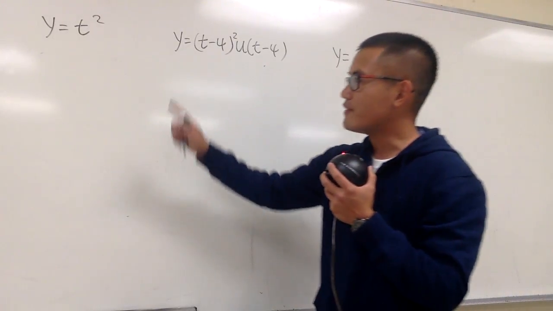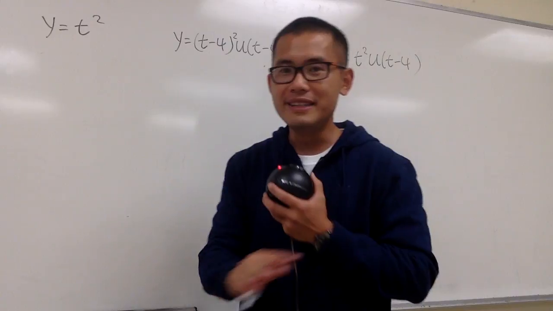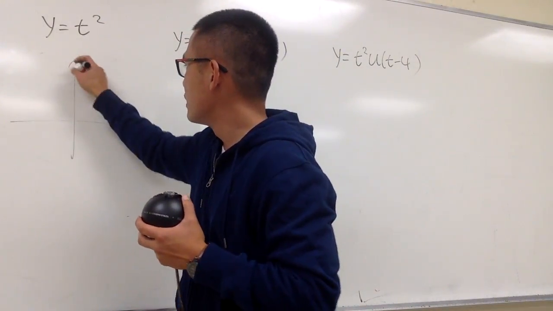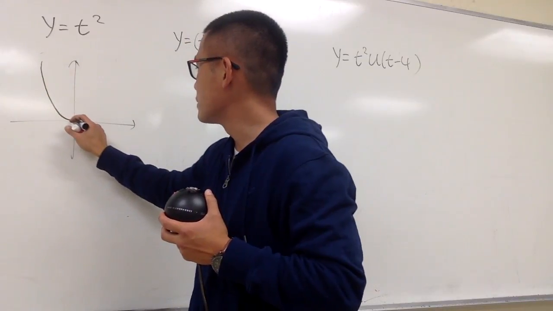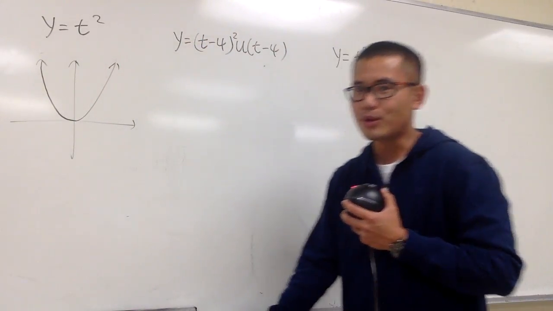Okay, I'll show you guys the graph of these three functions. Let's look at the first one. T squared, this right here, it needs no introduction, right? You know this is just going to be a parabola, looks like this. And of course, we're just making a sketch, so don't give me a hard time. That's the graph for the parabola.